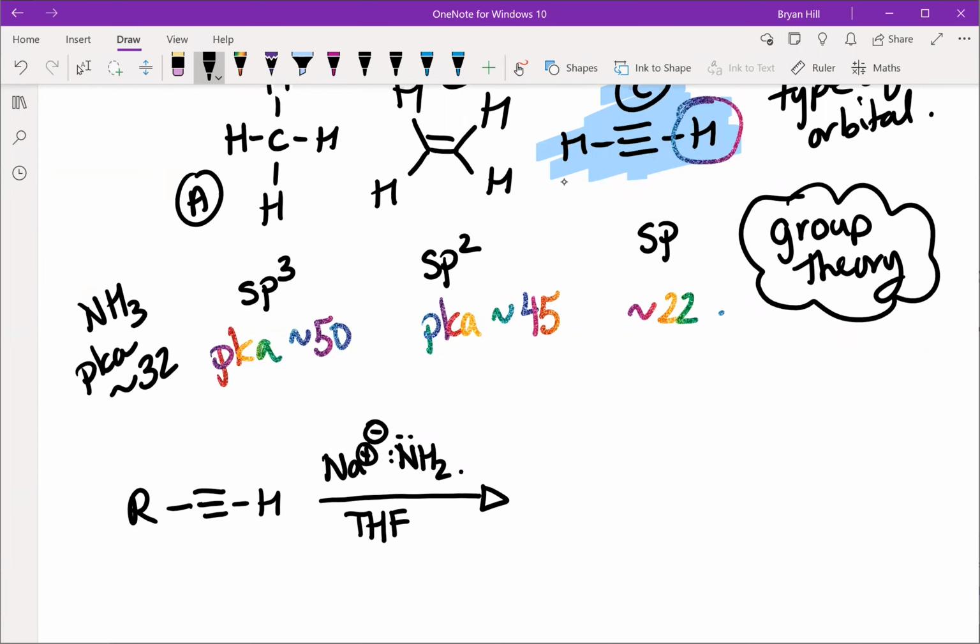So it's easily capable of deprotonating your carbon. So in this case, we would make, and I'll put a little sodium plus beside it, that carbon's got 2 electrons and a negative charge.